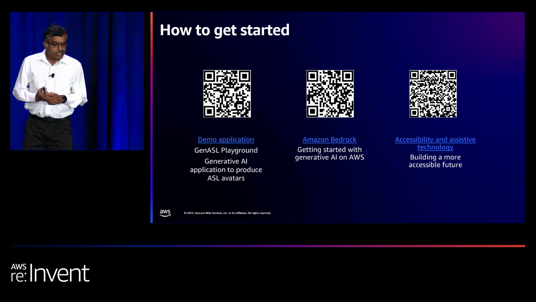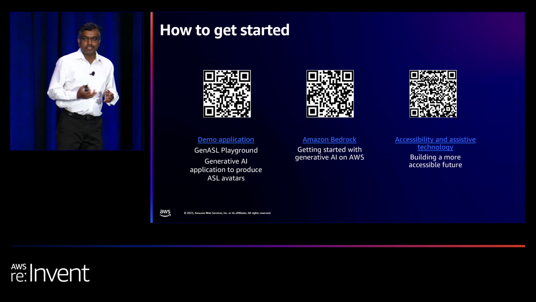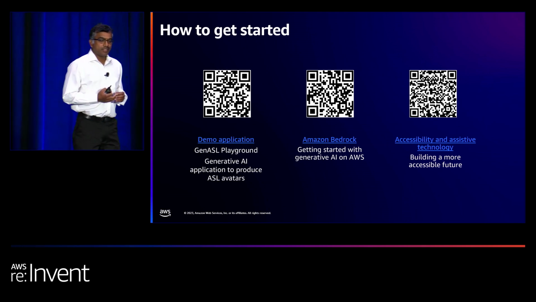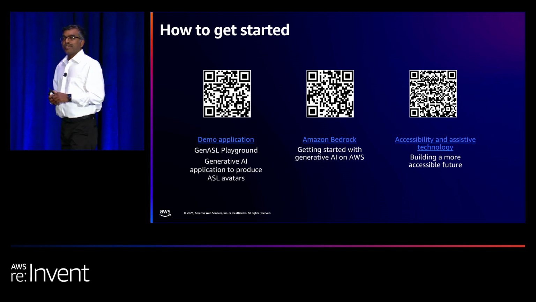Third, Amazon's vision is to become the most customer-centric company. That means building products accessible to everyone. So you can learn more about Amazon's initiatives around accessibility and inclusivity by following the third link.